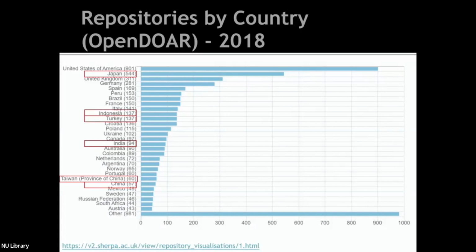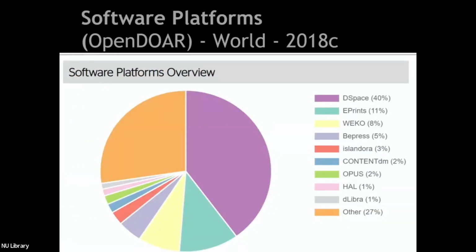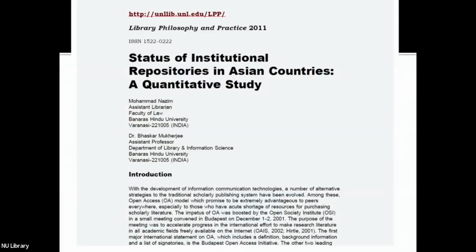In 2018, pre-pandemic, this is our number of repositories by country, and highlighted in red are those from Asia. And then in 2020, you can see that Japan had accelerated by adding more repositories in the registry, and also Turkey and Indonesia. For the platform being used, it is still DSpace at 40%, but was reduced basically by just 1%, with digital commons showing a 5% increase.